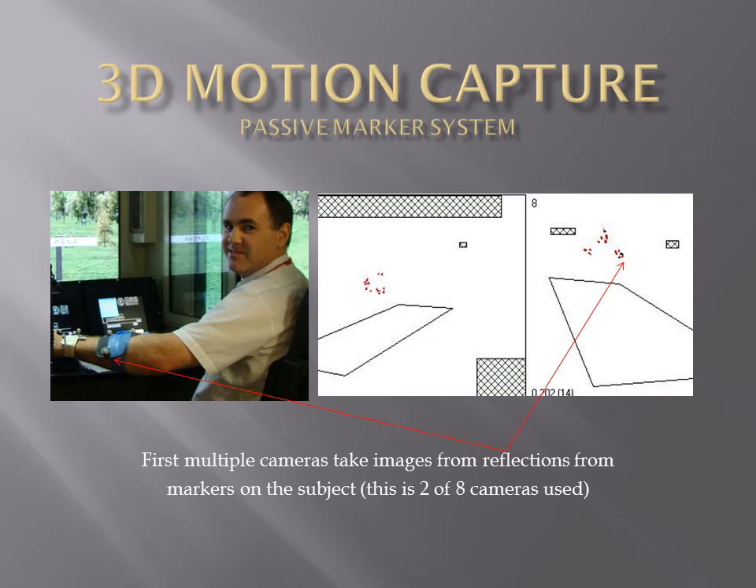Again, we start off with markers on the body, and here on the right side are two images, the two-dimensional pictures from the motion capture cameras of only the reflections of those markers and nothing else in the room. Whenever two or more cameras are able to see the same marker in space, we are able to calculate a three-dimensional position of those markers.